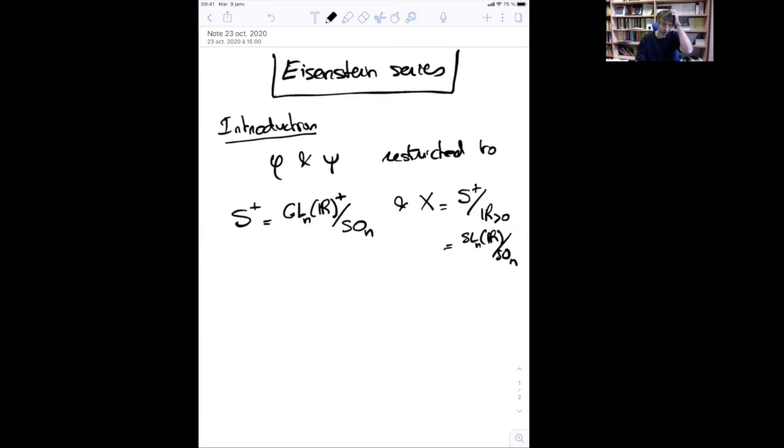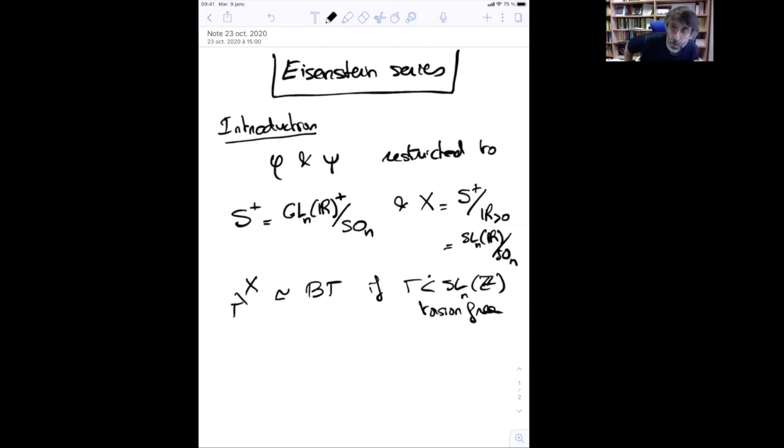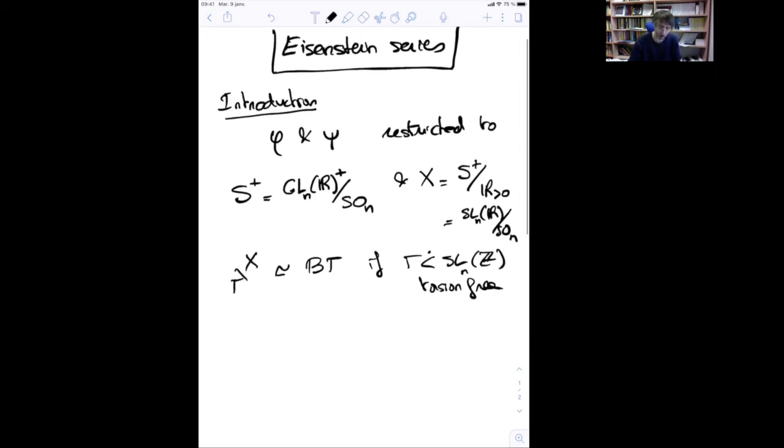Okay, so let me just say it. X over gamma is homotopy equivalent to B gamma if gamma is a finite index torsion-free subgroup. So this is quite natural to compute equivariant cohomology using this space. And as I said, we will globalize the construction today.